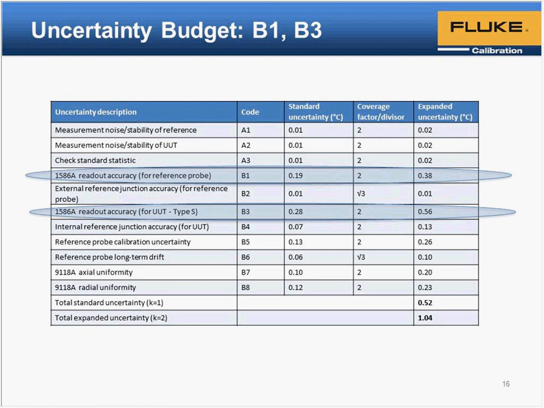We're going to move on to a little bit more complicated topic, and that is the uncertainty due to readout accuracy, or the readout's capability to measure voltage. The 1586A is used to measure both the reference probe and the UUT probe. So the same calculations apply. There is a slight difference between these two scenarios, so we will cover them here.